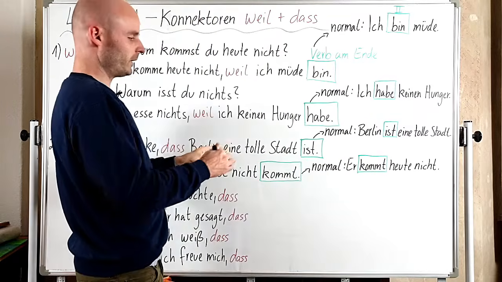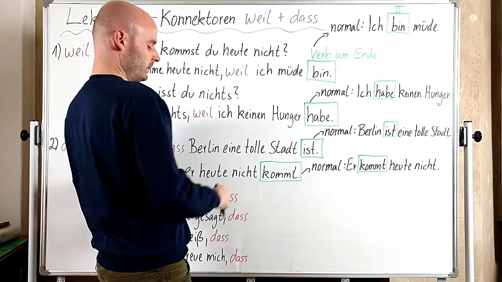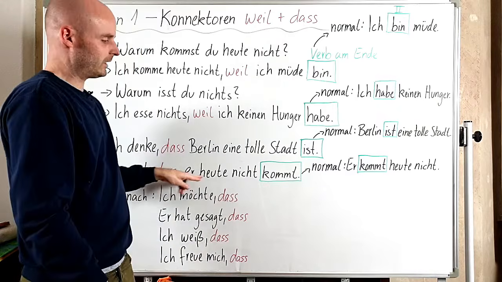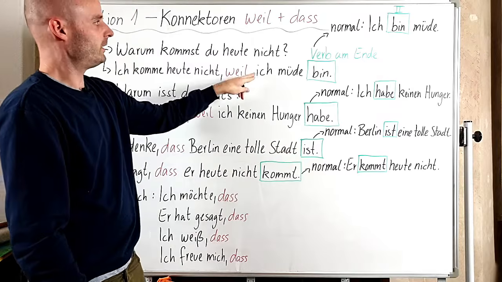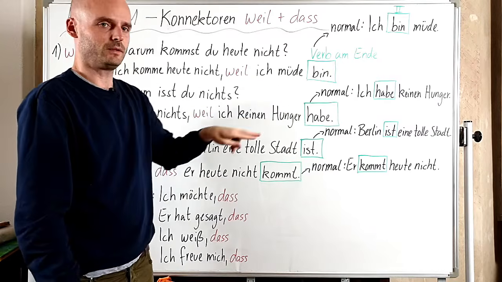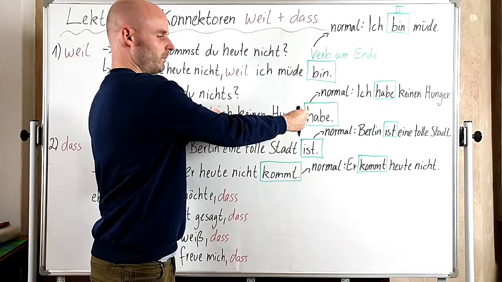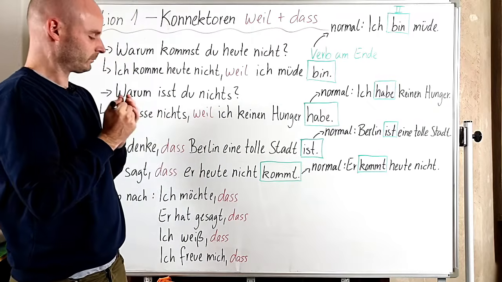And suddenly you might have a lot of space in between the subject and the verb. Yeah, like here. You still have to conjugate it. Yeah? Er kommt. Berlin ist. Ich bin. Yeah? Oder ich habe. So even though there's a lot of space in between the subject and the verb, you still have to conjugate it. Yes, don't forget this.